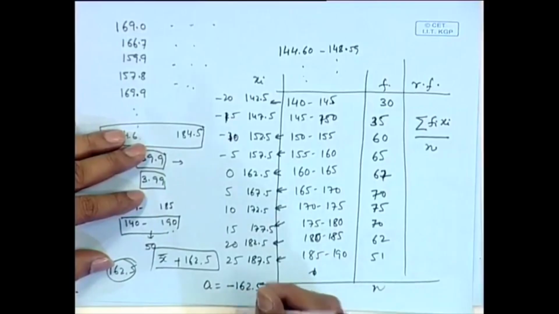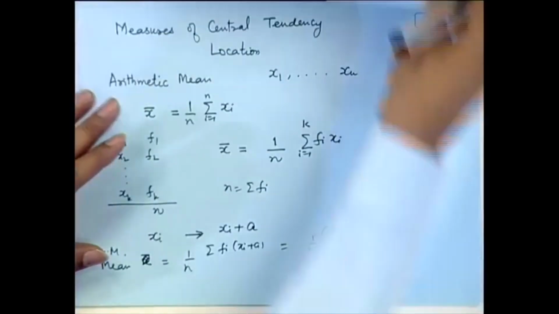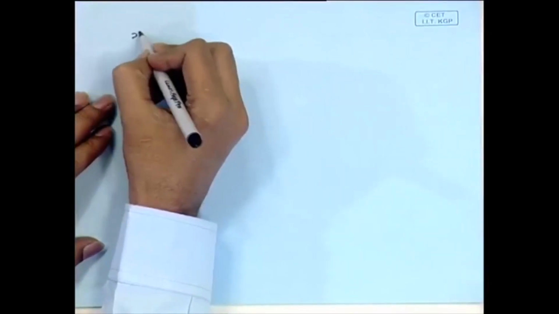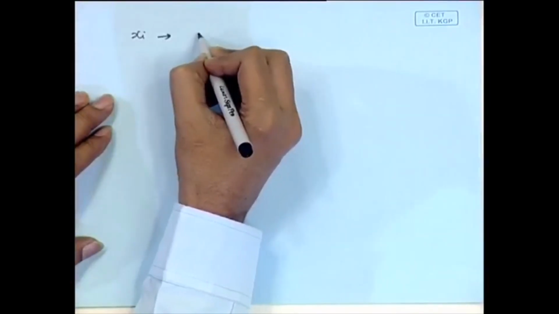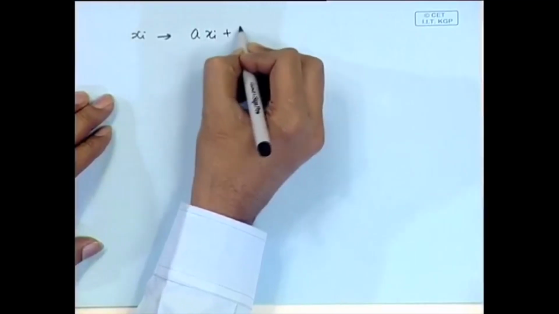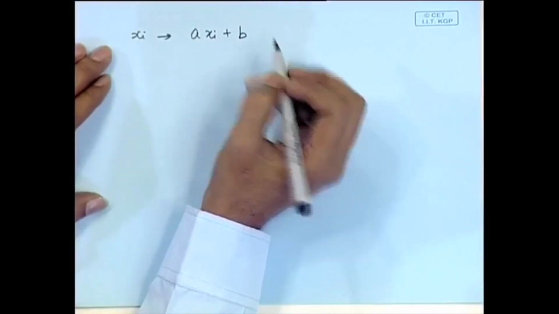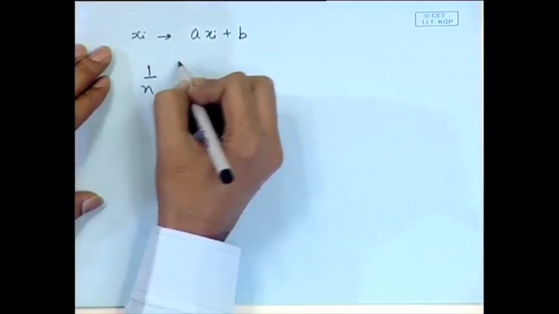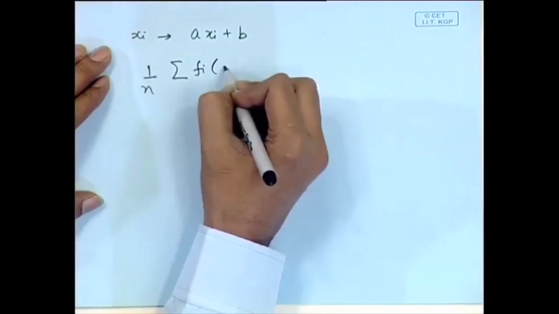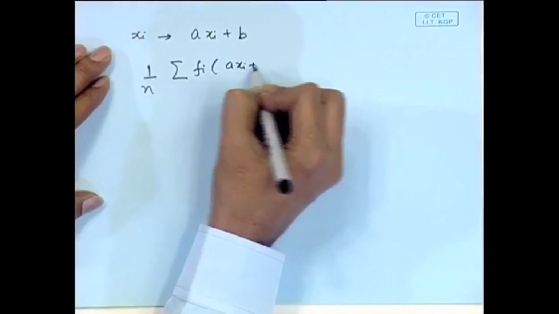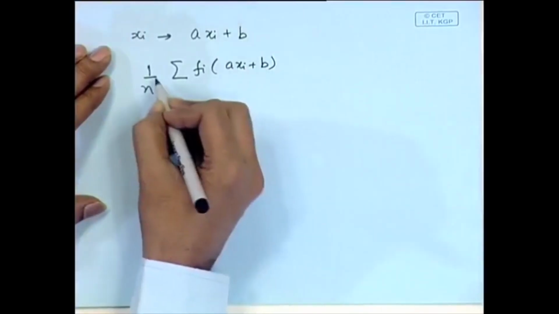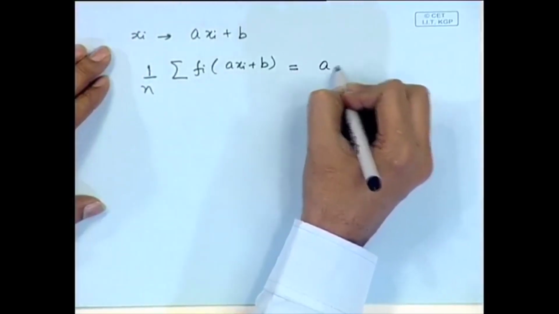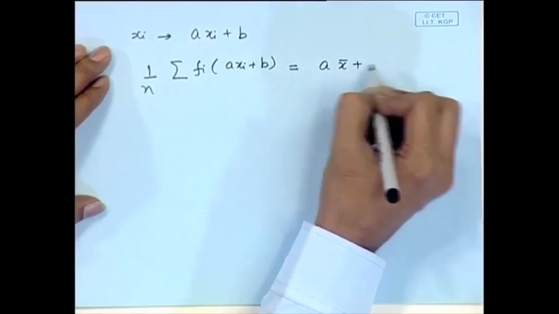Sometimes we may scale also. For example, I may change x i to a x i plus b. In that case, your arithmetic mean will become 1 by n sigma f i times a x i plus b. If we expand this, then I get a x bar plus b.